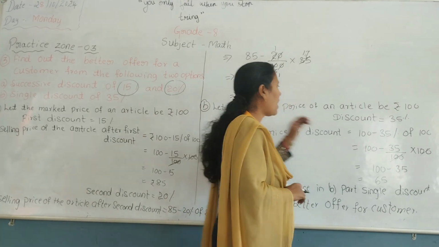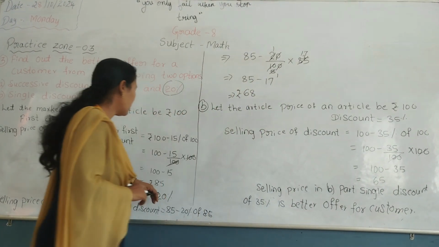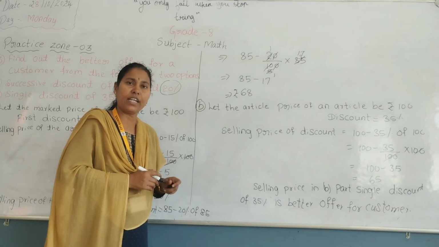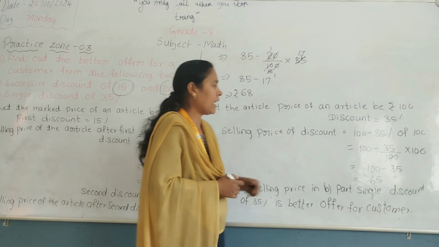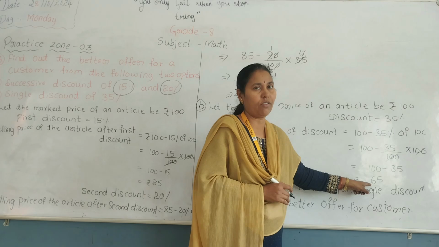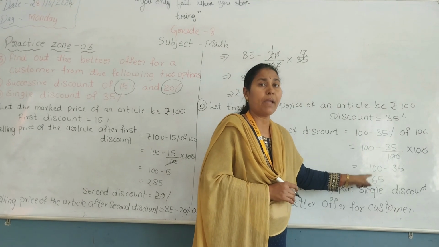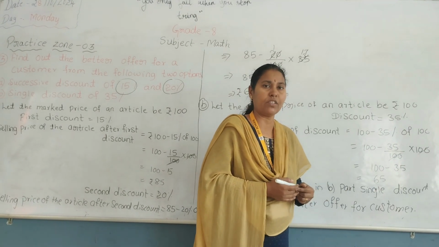Now the selling price in part B is how much? 65. Part A, how much did we get? 85 and 68. That means the least amount is 65, children. This is the best offer for the customer, children.